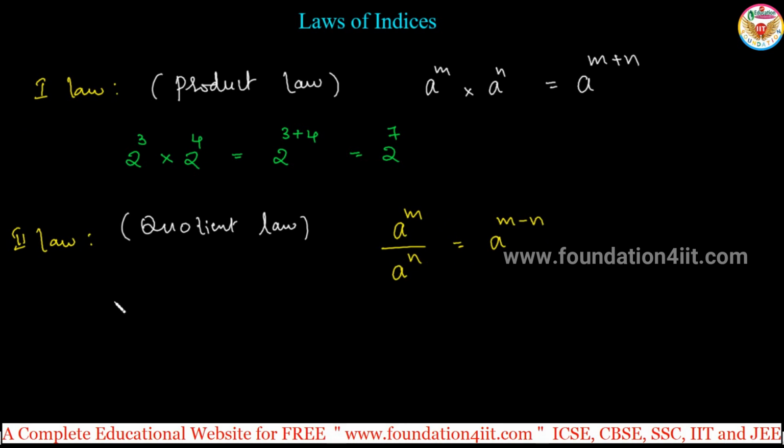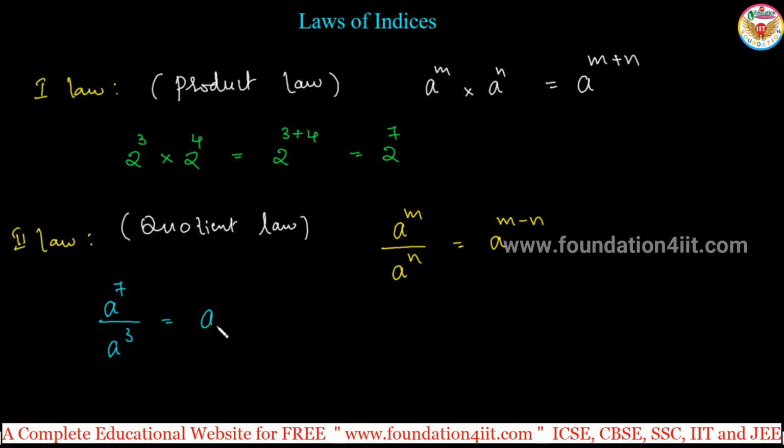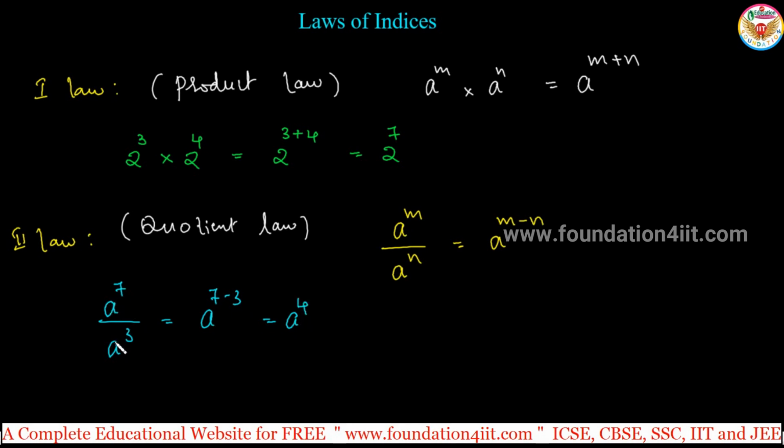See the example. a to the power 7 divided by a to the power 3. This is nothing but a to the power 7 minus 3. That is a to the power 4, because a is taken 7 times in the numerator and 3 times in the denominator. So if 3 cancel, 4 are left. That's why we get a to the power 4.